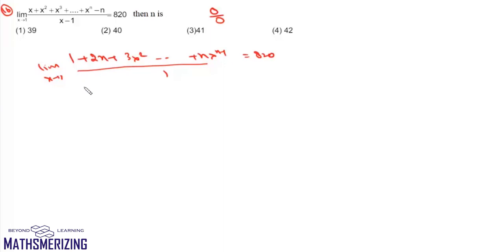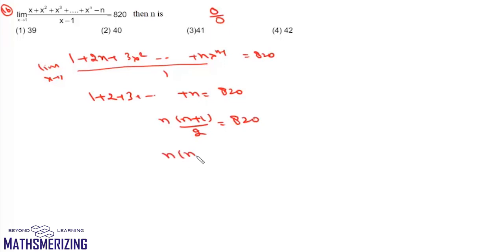Now question number 16: we are given this limit and we need to find the value of n. So we'll put x as 1, it will be 1 plus 1 plus 1, n times. So n minus n is 0. So it is a 0 upon 0 form. So we can use L'Hopital's rule. So we'll differentiate, we'll get 1 plus 2x plus 3x square plus up to nx to the power n minus 1 upon 1, and this is the limit as x tends to 1, and this value is 820. So we'll put x as 1, we'll get 1 plus 2 plus 3 up to n, and this is 820. So n into n plus 1 by 2 is 820.